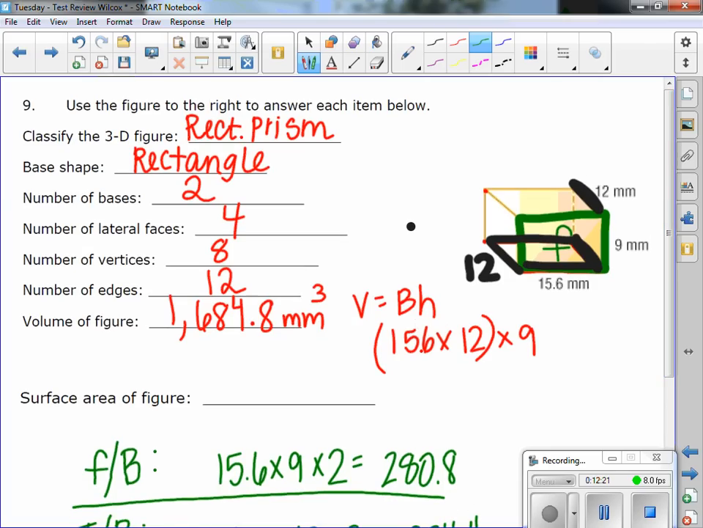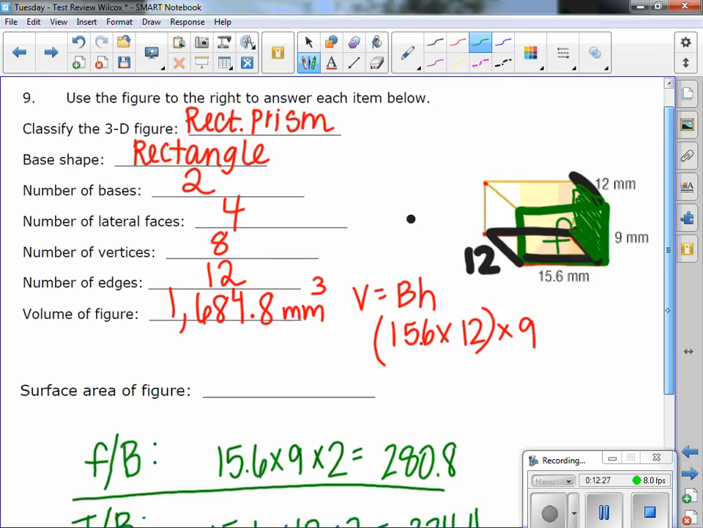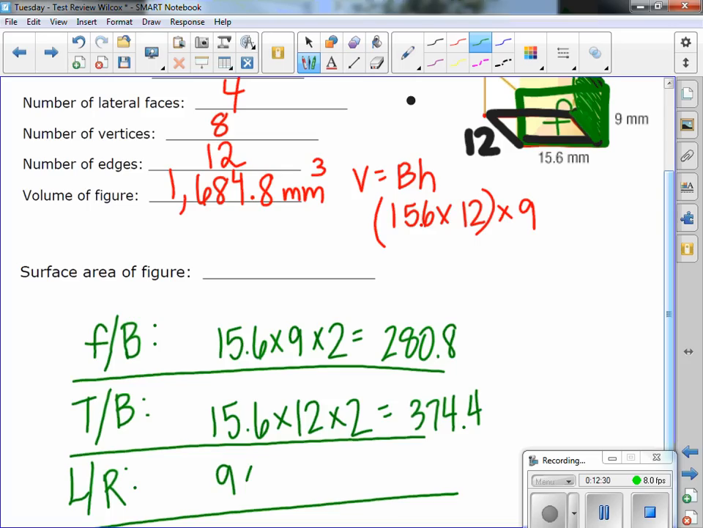The last piece to solve for are the left and right sides. So my height of 9, my length of 12. So I have this rectangle here that's a 9 by 12. So 9 times 12 times 2, because I have two of those. 9 times 12 times 2 is 216.